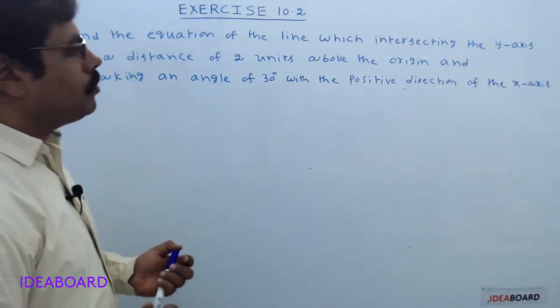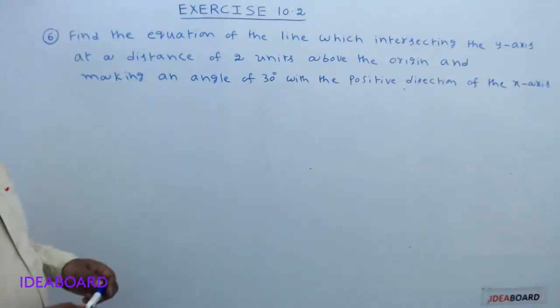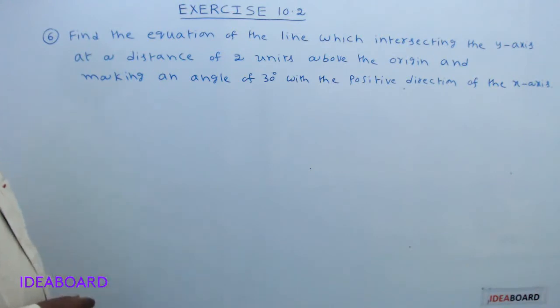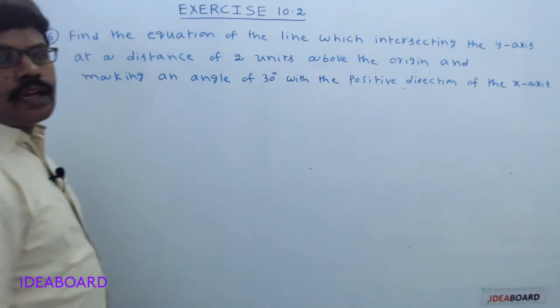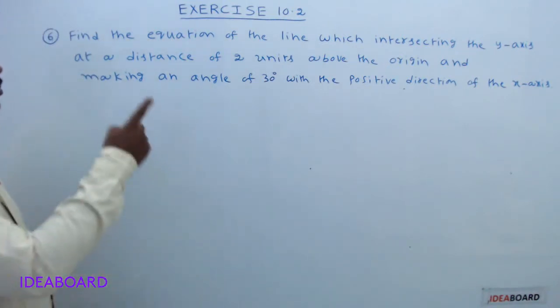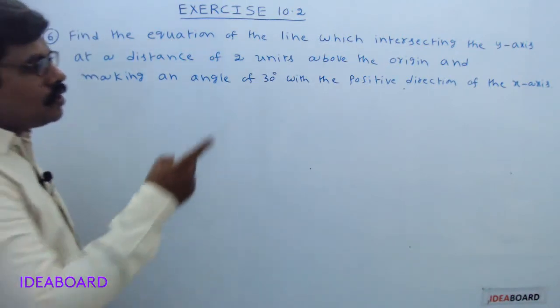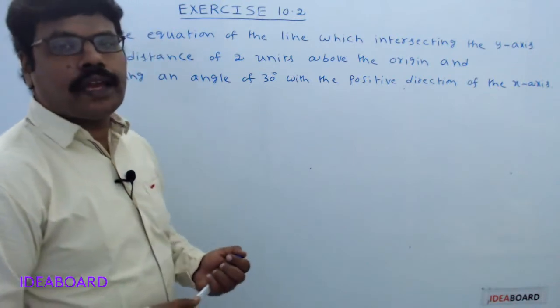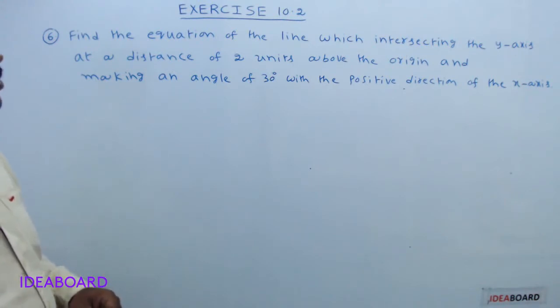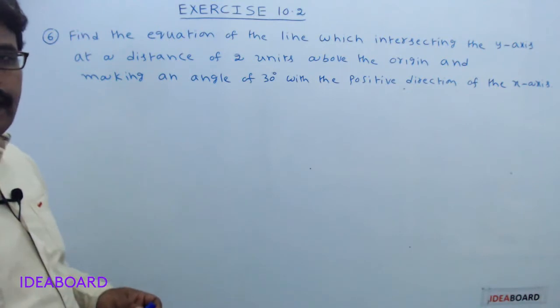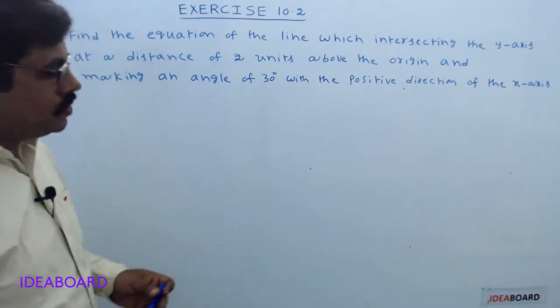Now come to the next problem. Find the equation of the line which intersects the y-axis at a distance of 2 units above the origin and makes an angle of 30 degrees with the positive direction of x-axis. So the required line intersects the y-axis at a distance of 2 units above the origin. First draw a rough diagram related to the given data.